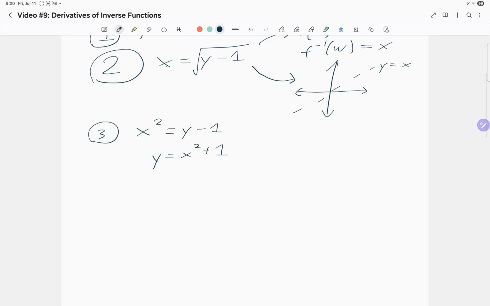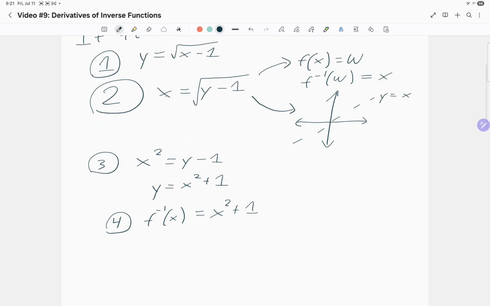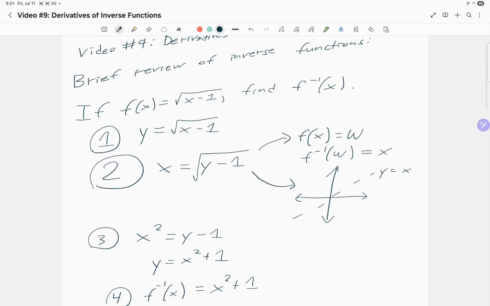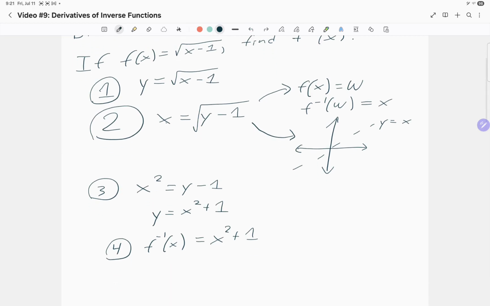So now that we solved for y, our fourth step is to write y as f inverse of x. Because now we solved for that y, which is different than the y we had up here, because we're swapping the x and the y's. Which is why maybe you don't like that notation.